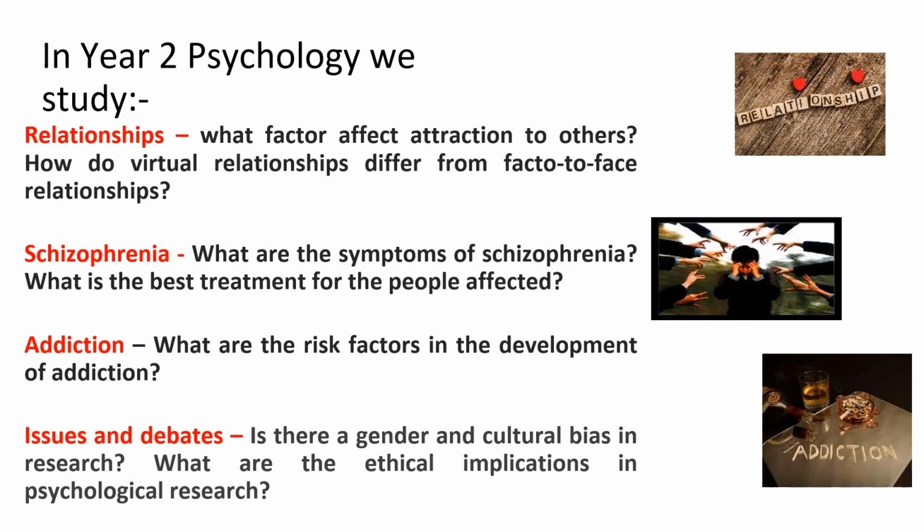And then issues and debates. There are a variety of issues and debates in psychology. The most known one is probably the whole nature-nurture debate, how much of our behaviour is influenced by biological factors, how much by environmental. But there's also other issues and debates. For example, do we have free will? Or is our behaviour predetermined? What are the implications of this if we don't have free will? So we look at those sort of wider implications.